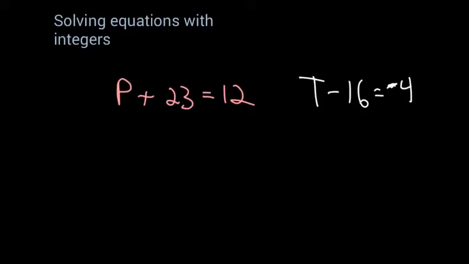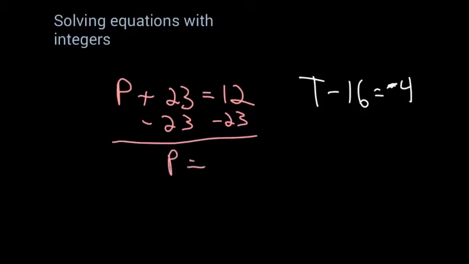Alright, we're going to solve some equations with integers. Whenever you're solving an equation, you have to work backwards. So we're going to do the opposite of whatever is being done to our variable. The first one is p plus 23 equals 12. The opposite of adding 23 is going to be subtracting 23. And to keep our equation balanced, we have to do it on both sides of the equation.